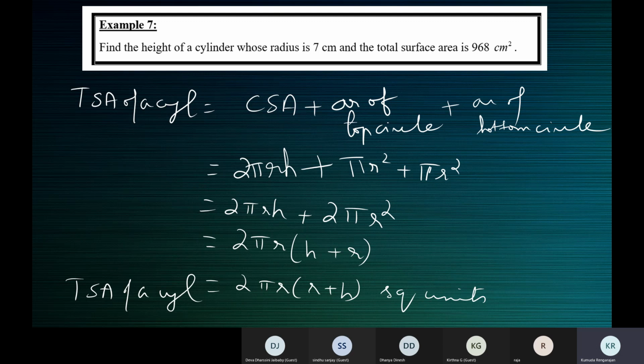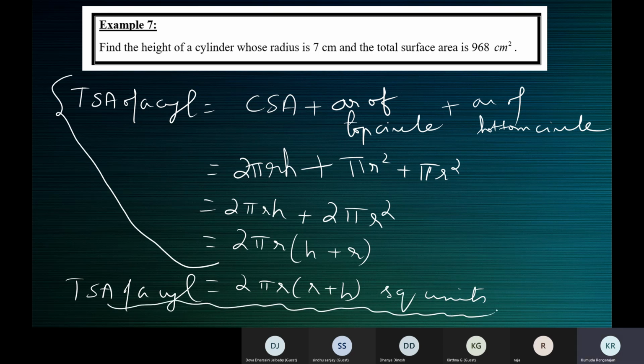Please write this. See children, now don't ask me if we should remember all this. All this is just for you to understand. You need to remember this formula: 2 pi r into r plus h square units. This is the understanding behind the formula, how we get that formula.